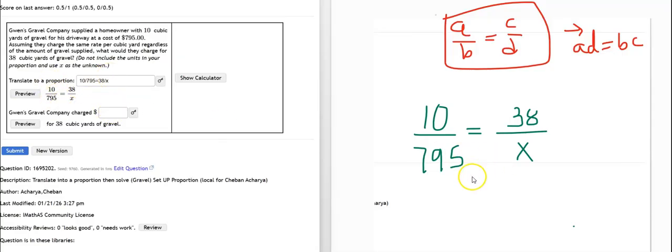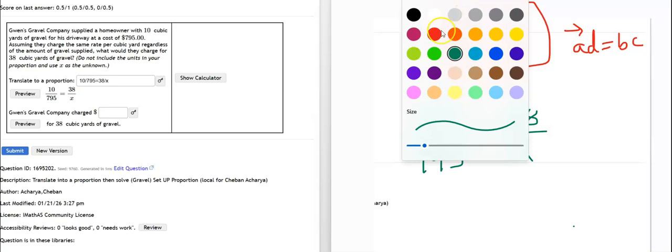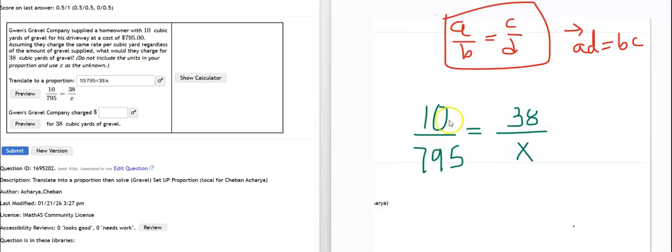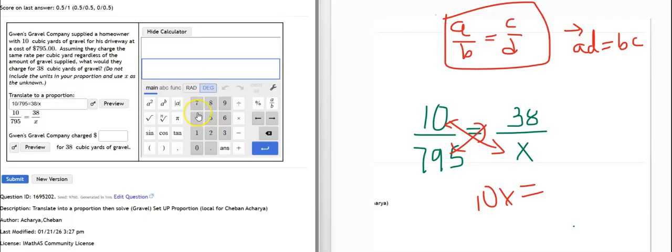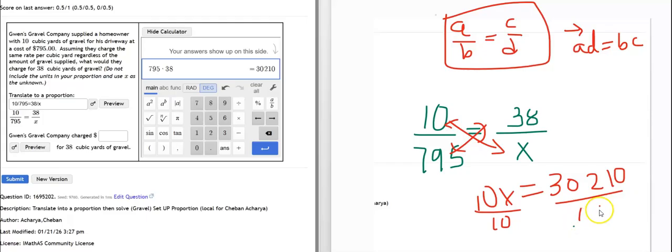Now let's solve this proportion. To solve the proportion, as I mentioned before, you just cross multiply. 10 times X is 10X equals 38 times 795. Let's use the calculator. 795 times 38 gives you $38,210. And you divide by 10 to solve for X.